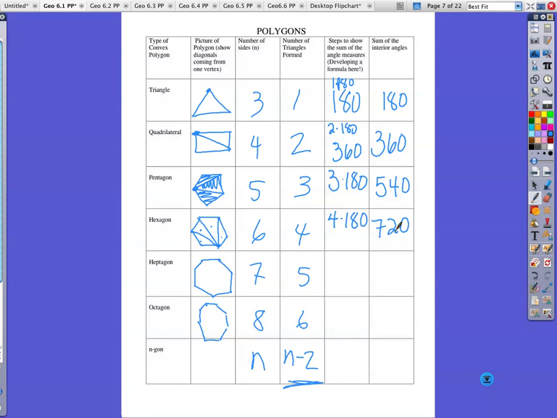Heptagon has 7 sides, but that means there's 5 triangles, so 5 times 180. Let's see, isn't that 900 degrees? All right, an octagon is 8 sides times 180.